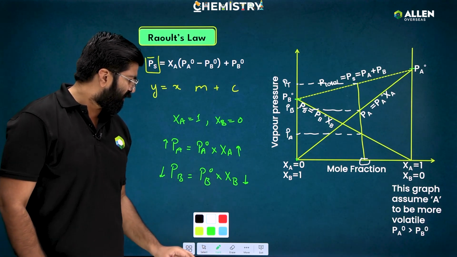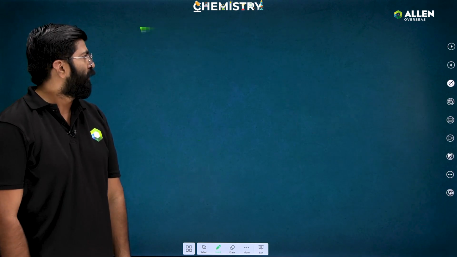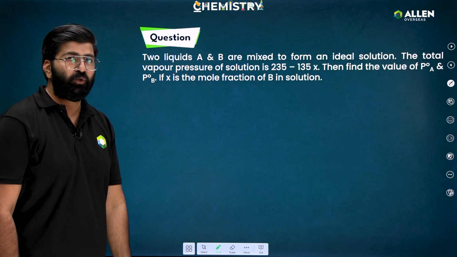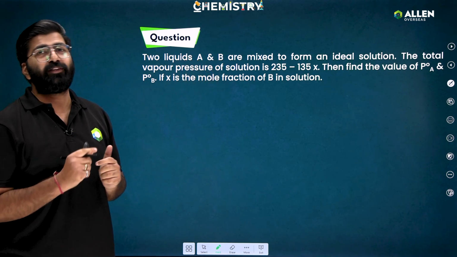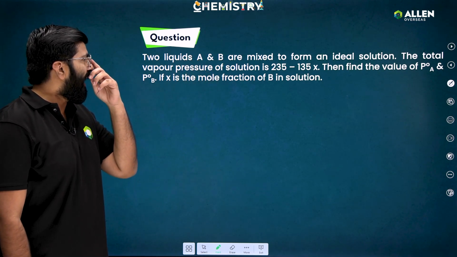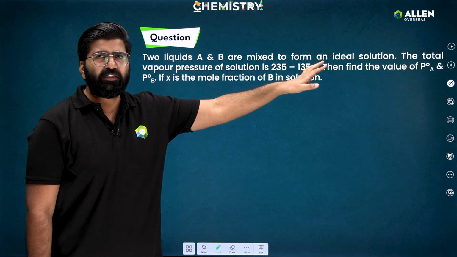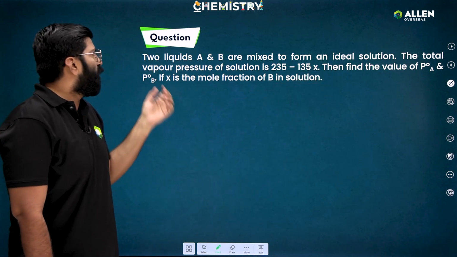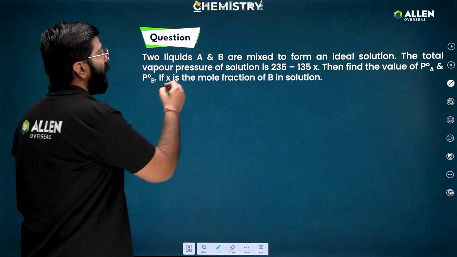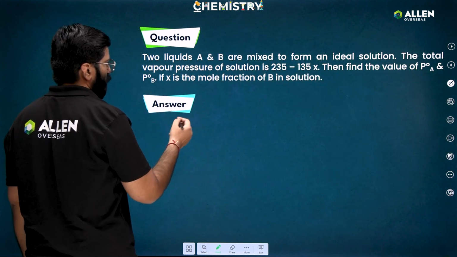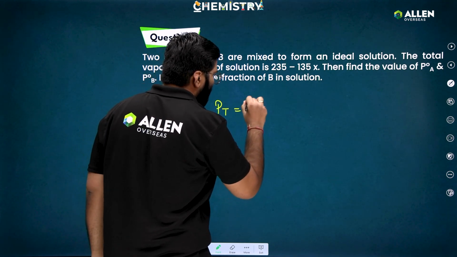I think everyone got the rough idea of what Raoult's law is. Let's do a question based on this. So if this is the question which is asked to you, it is a little bit tedious, but once you understand it, the question is very easy. Why? What is asked to us? Let's see. Two liquids A and B are mixed to form an ideal solution. No problem with that. The total vapor pressure of the solution. So you are given your PS, because over here it is written as the total pressure. So what do we mean by total pressure? PT. PT means PS.